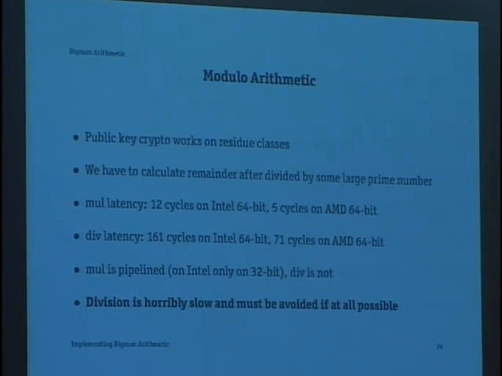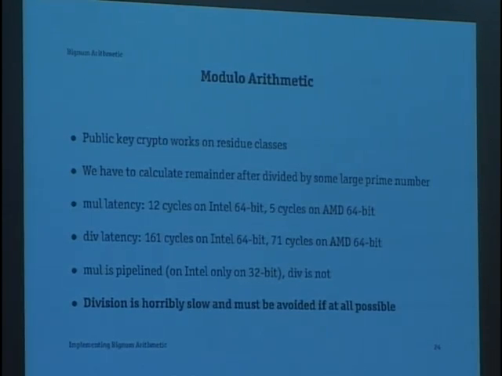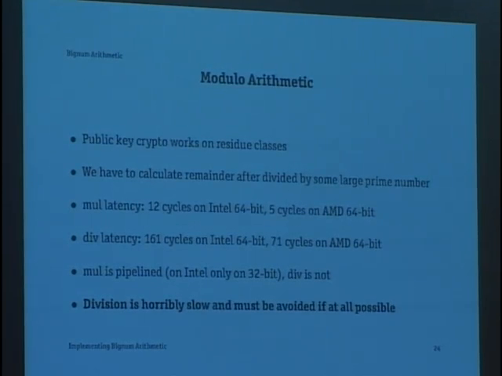So about modular arithmetic. Public key crypto usually only works on residue classes, and it's modulo some big prime number. And it turns out you can use that fact. So you have to calculate the remainder after dividing by some really large prime number. If it was a power of 2, it would be easy, right? Then you could just shift and it would be over. But we don't do that on purpose.